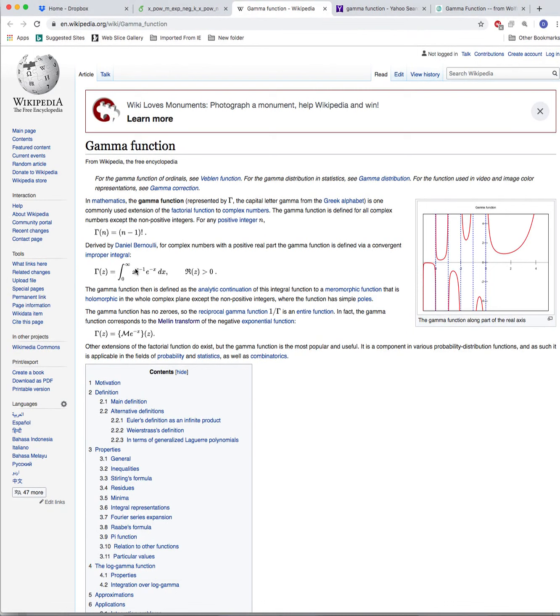So it needs to be in this form of z minus 1. Now you'll see here the condition is that the real part of z, so it does extend into complex values, must be positive. I'm only dealing with real numbers here, so that would be that z has to be positive.